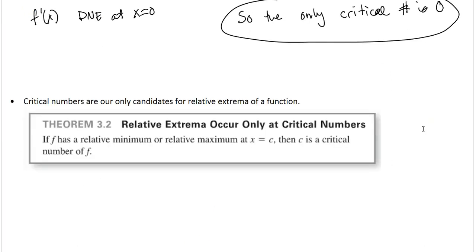Now the reason that we are interested in critical numbers is that critical numbers are our only candidates for relative extrema of a function. So relative extrema are only going to occur at the critical numbers. If f has a relative minimum or maximum at x equals c, then c is a critical number of f. Now notice, this doesn't say that critical numbers will be maxima or minima. It just says that they're the only candidates for maxima or minima. So it takes all of the possible numbers in the domain and narrows it down to just a couple, and that gives us a lot better chances of actually finding the minima or maxima. So that's where we're going to be looking.